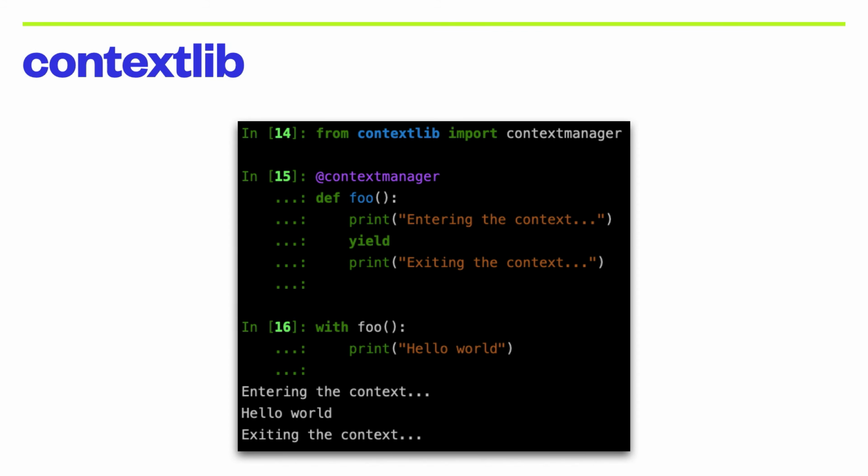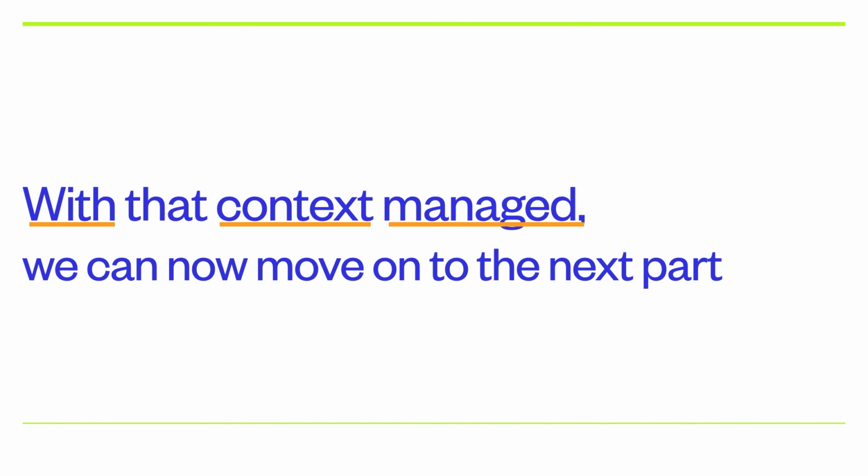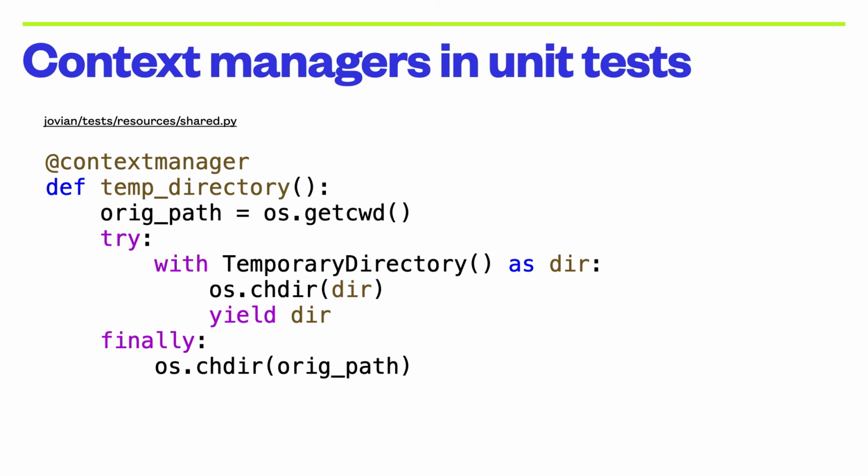Okay, so now that we have that context managed, so that's a pun that I tried to do. Now we can move on to the next part. Context managers in unit tests, right? You can create a context manager called temp directory, which creates a temporary directory and changes directory into it. So whatever you want to do in that directory, you can do. You can create a file, delete a file, create directories, whatever you want, and you can test a function that does all these file system operations.